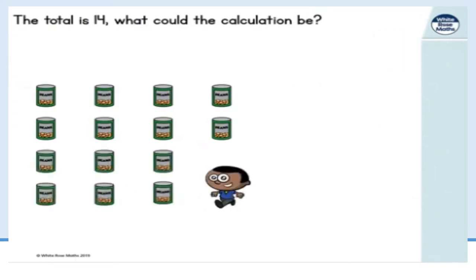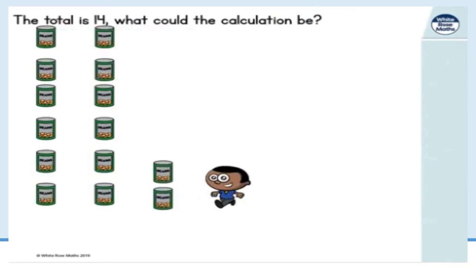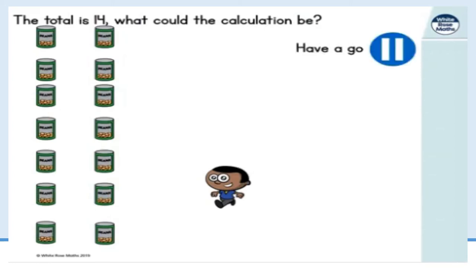Here are Mo's 14 cans again. He's going to arrange them slightly differently this time. 4 up there, and those 2 down there. What can you see now? Pause the video here and write down an addition calculation and a multiplication calculation. Good luck.